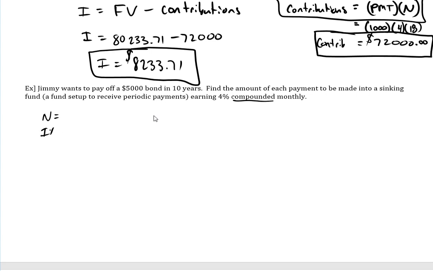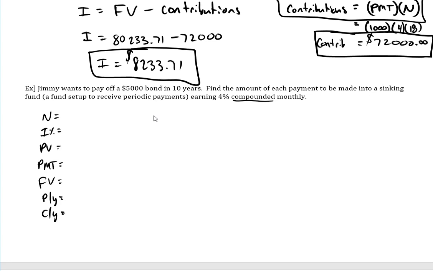So let's go ahead and get all of our variables ready: N, I%, present value, payment, future value, and then our payments per year and our compounds per year, directly from the calculator. And now we're just filling in our information.